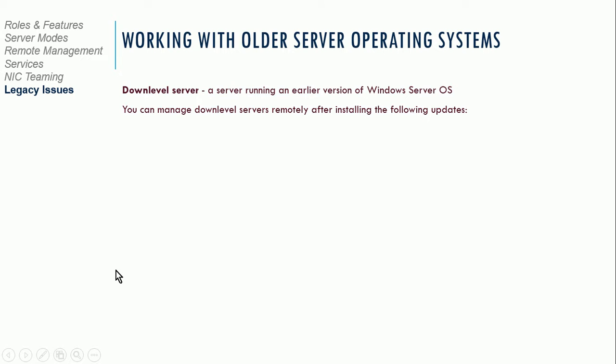In this final slide deck, we're going to talk about some legacy issues. So a down-level server, what exactly is a down-level server? That is a server that is running an earlier version of a Windows Server operating system. So you can manage down-level servers remotely after installing some of these updates.